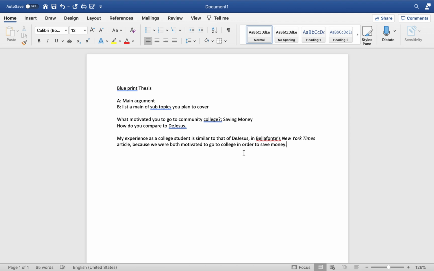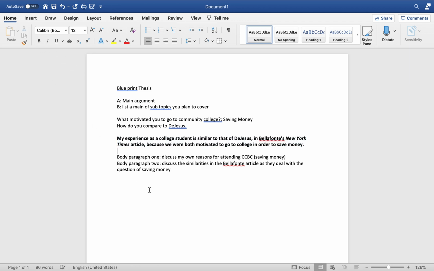Since this would be a comparison type thesis statement, body paragraph 1 would discuss my own reasons for attending CCBC, saving money. And body paragraph 2 would discuss the similarities in the Belafonte article as they deal with the question of saving money. In that way, I'm following directly along with this thesis statement that I have outlined, and I'm demonstrating a comparison between myself and this student that we meet in the Belafonte article.